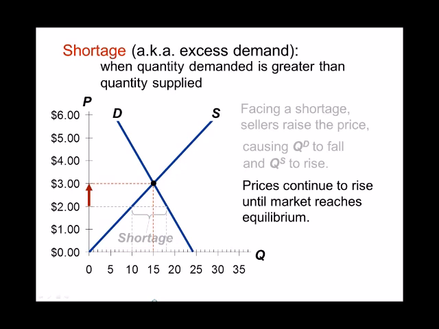So now we know that $3 is the market clearing price, or the equilibrium price. It has a lot of names: market clearing price, equilibrium price, or just the price. It is the place where there is no excess and no shortage. The market clears and everything is good.